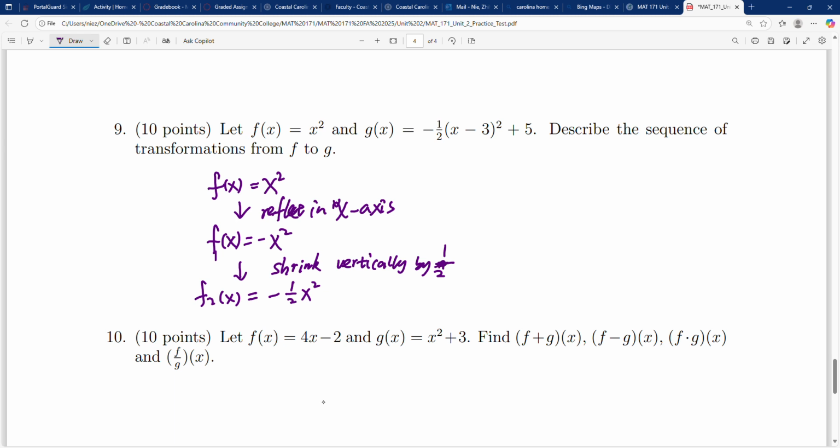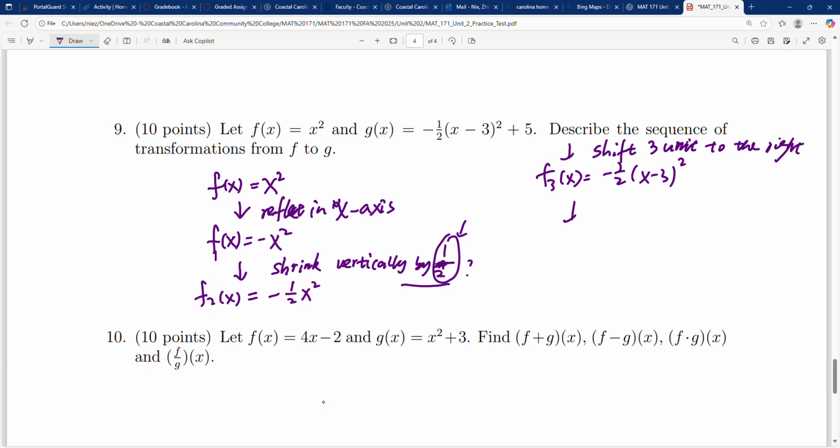Some I need to do research. I didn't do it yet, by 2 or by 1/2. Okay, I'm going to do research later. And after this one, then you're going to move to f3. f3 is going to be negative 1/2 times x minus 3 squared. This one is easy. You just shift to the right. Shift 3 units to the right.